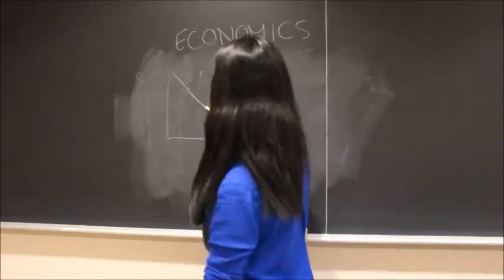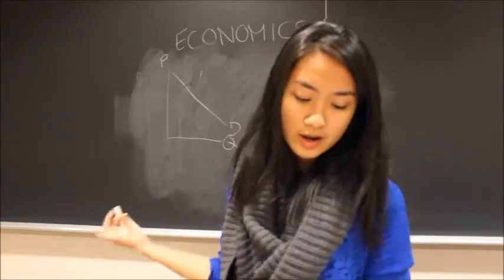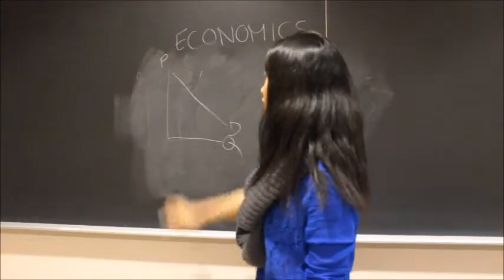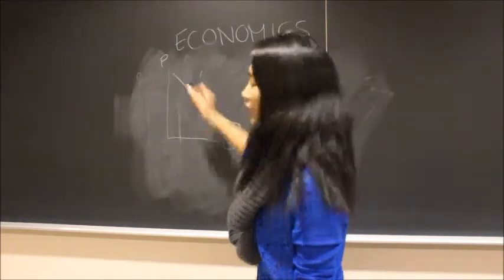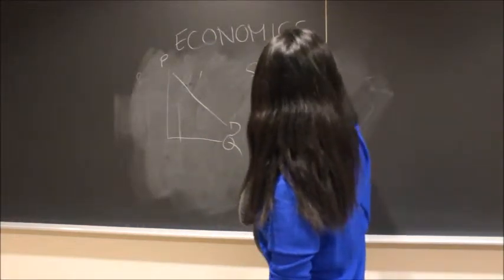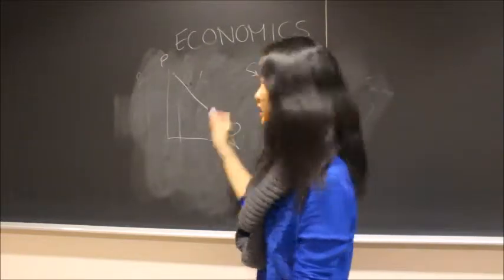So the demand curve looks like this. And then the question is why a higher price reduces the quantity demanded. And there are 2 reasons. The first one is called the substitution effect, and the second one is called the income effect.